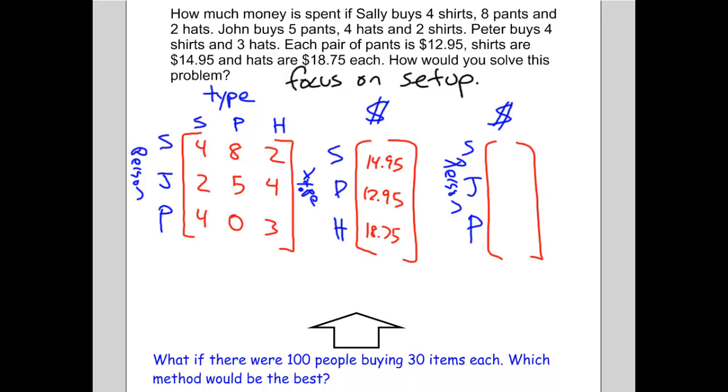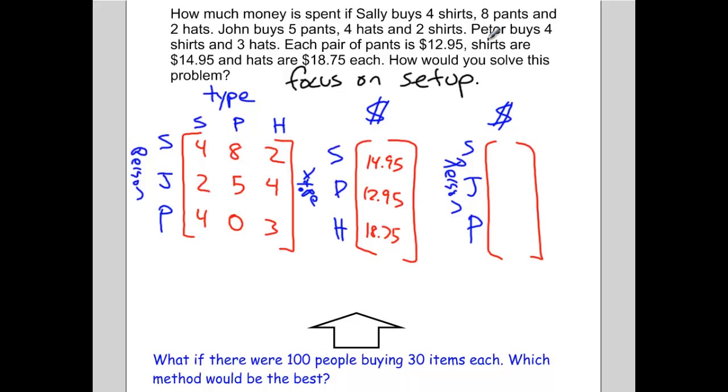All right, so here we have a word problem. How much money is spent if Sally buys 4 shirts, 8 pants, and 2 hats? John buys 4 pants, 4 hats, and 2 shirts, and Peter buys 4 shirts and 3 hats. And we know pants are $12.95, shirts are $14.95, and hats are $18.95. All right, so the goal is how do we figure out the total amount of money spent?